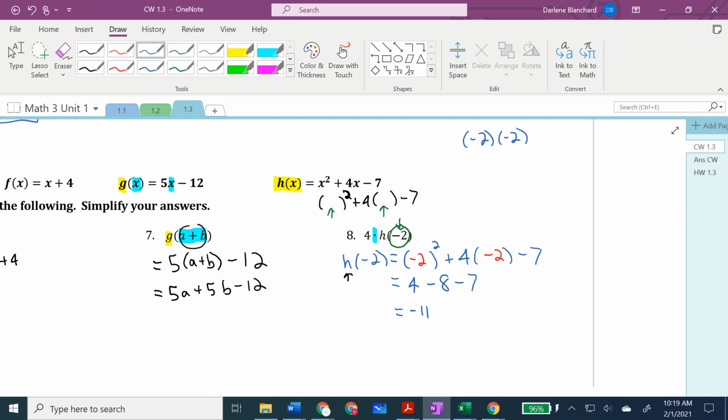But that was only h of -2. So number 8 was asking me to take whatever h of -2 is and then multiply it by 4. For some of you, if you're able to do this really quickly, feel free to do it really quickly. Don't feel like you have to show all of these steps that I'm showing.